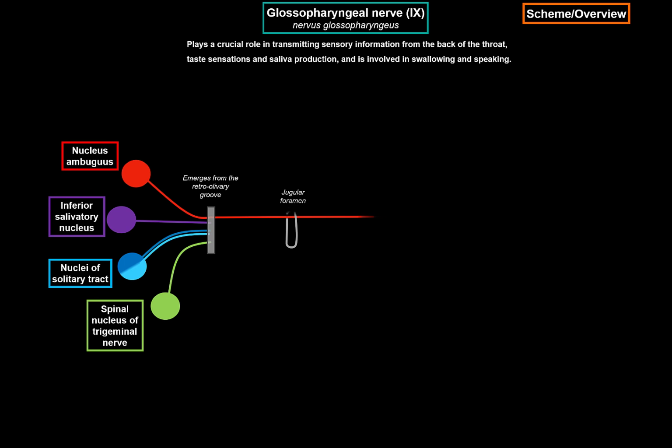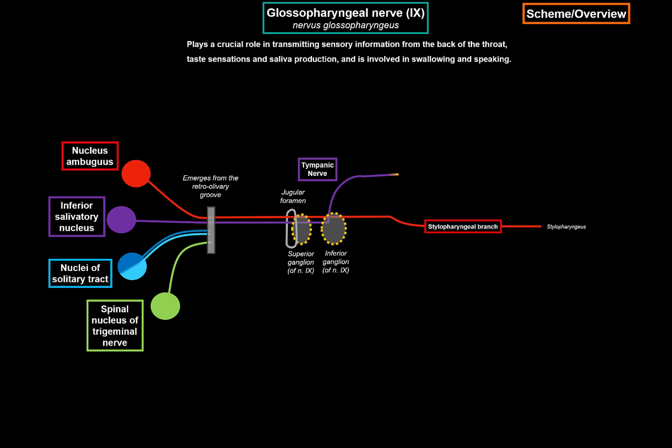The motor part will go through the jugular foramen, through the superior and the inferior ganglion of the glossopharyngeal nerve. Then it's going to innervate the stylopharyngeus muscle. The parasympathetic component is going to go through the jugular foramen and give off the tympanic nerve. And the tympanic nerve is going to go through the tympanic canaliculus and then enter the tympanic cavity.